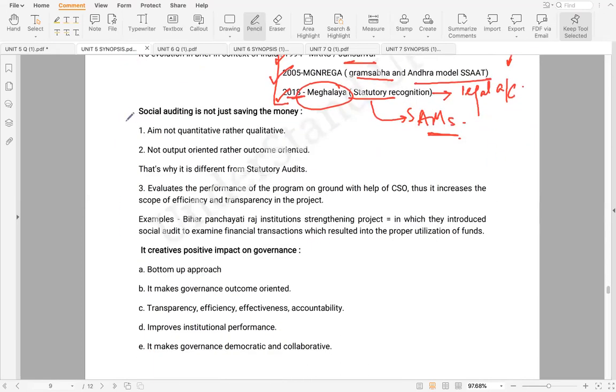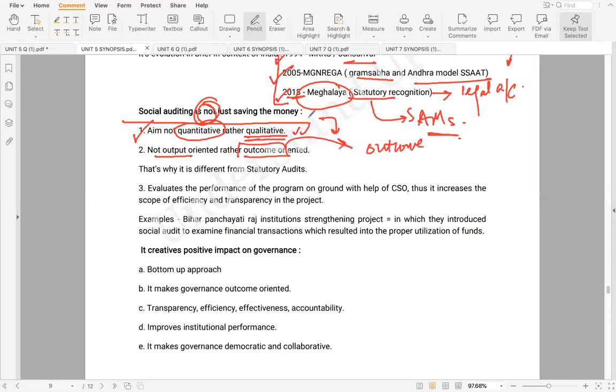Social audit is not just saving the money. Aim is not quantitative, rather qualitative. So not just saving money, you will have to give an example or two on money as well, that the ultimate aim is efficiency of resources and whether or not the resources have been effectively utilized. Then you say that it is not just about saving the money. Why? Because it's not only quantitative but also qualitative. It is not output oriented but outcome oriented, right? So it is focusing on outcome as well.